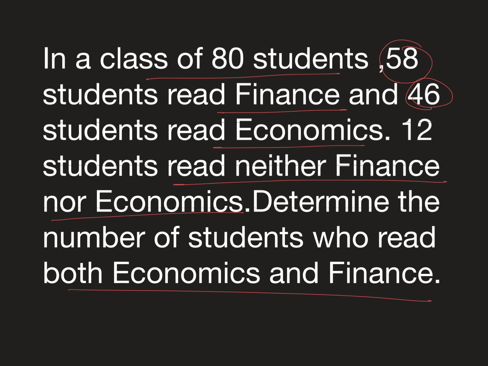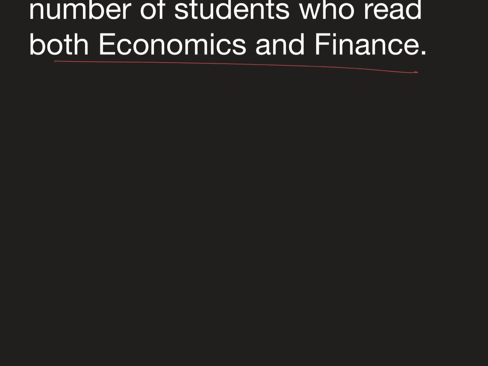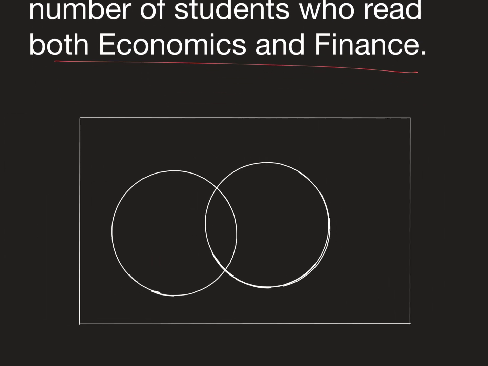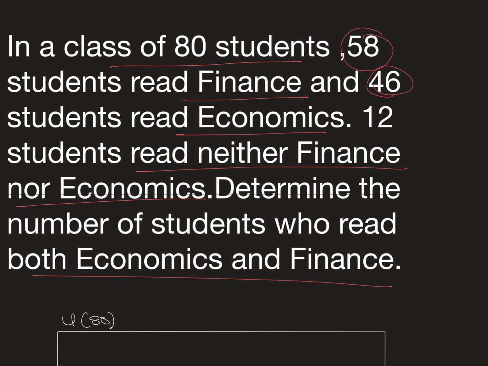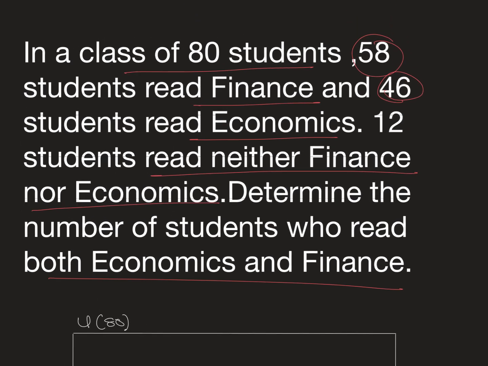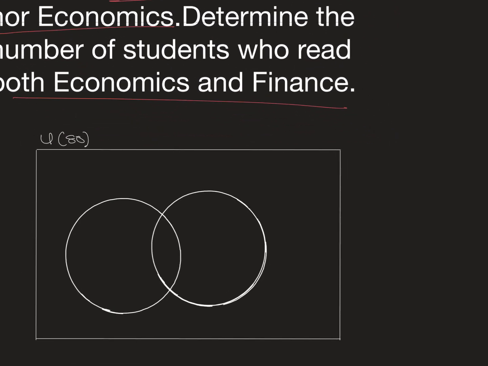Again, if I should draw a Venn diagram, we have a total of 80 students. Is that right? Yeah. And 58 students read finance. So finance, meaning that is the total number of students reading finance, is 58. It did not say finance only. If at all the question mentioned finance only, that would have been this space. But it says 58 students study finance, means that's the total number of students reading finance.